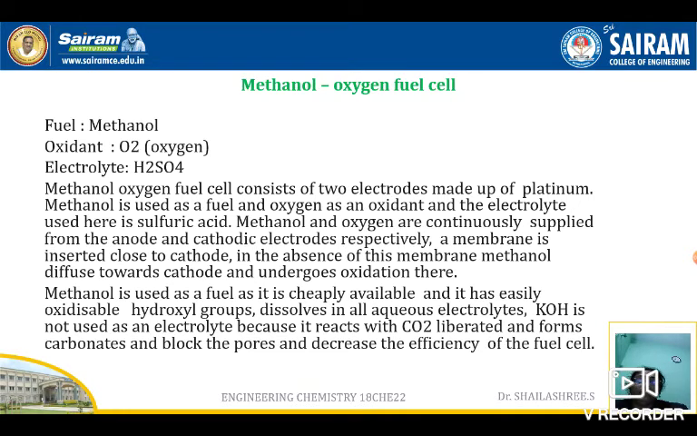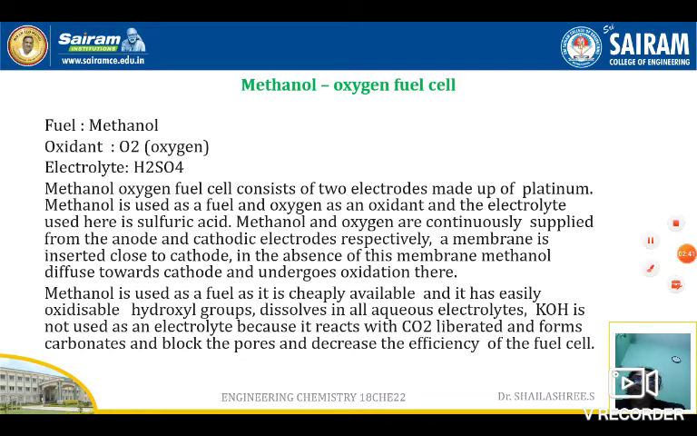In methanol-oxygen fuel cells, KOH is not used as an electrolyte. In the hydrogen-oxygen fuel cell, KOH is used as an electrolyte, but here an acid like H2SO4 is used. Why is KOH not used? Because in the reactions, as you will see later, carbon dioxide is liberated. If we use KOH, the carbon dioxide liberated forms carbonates, and once the carbonates are formed, they block the pores of the electrodes, thereby decreasing the efficiency of the fuel cell. So we cannot use potassium hydroxide as an electrolyte. We must use an electrolyte like sulfuric acid.